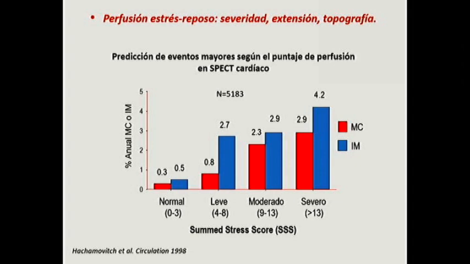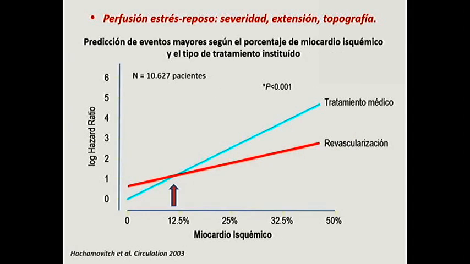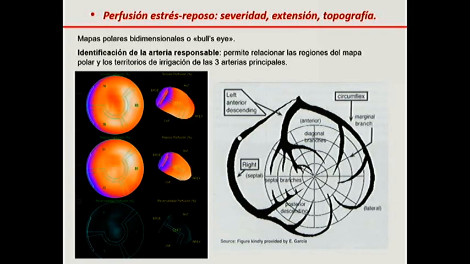For example, if we take the categories normal, mild, moderate, and severe, we see the annual rate of myocardial infarctions and cardiac death in this population, this is a classical article, and we see how this is proportional to the risk of events according to the extension of perfusion. This has been shown already, the importance of handling a patient, that we can establish an ischemic myocardial percentage.